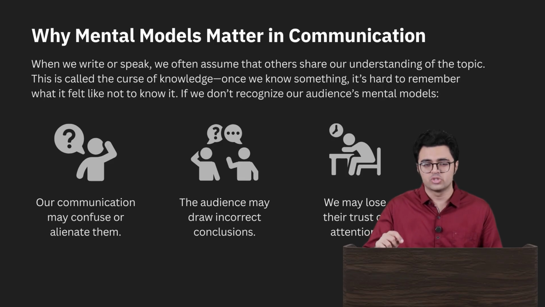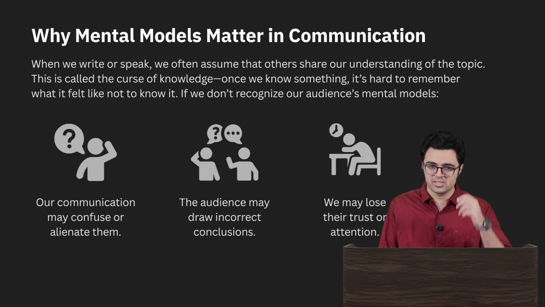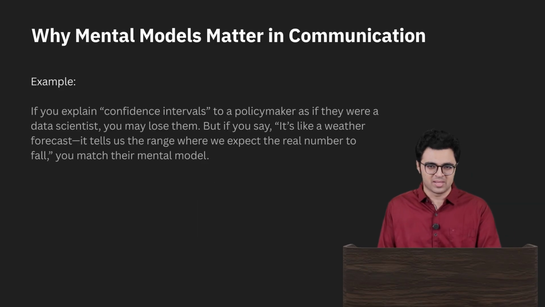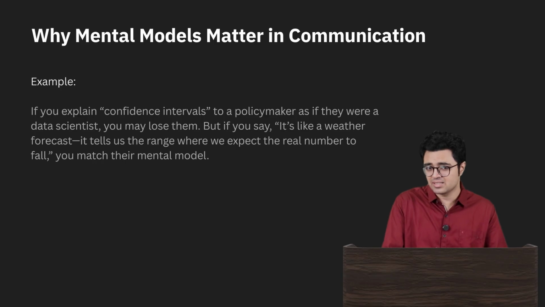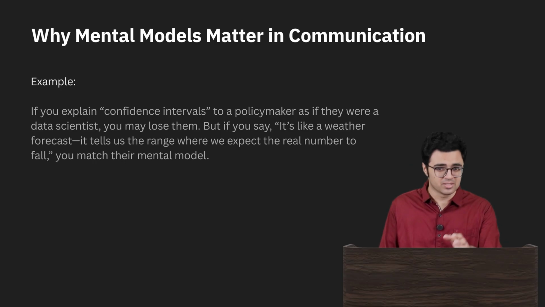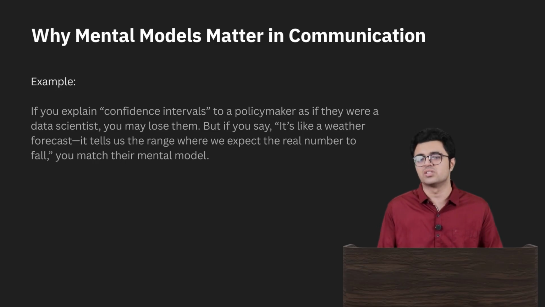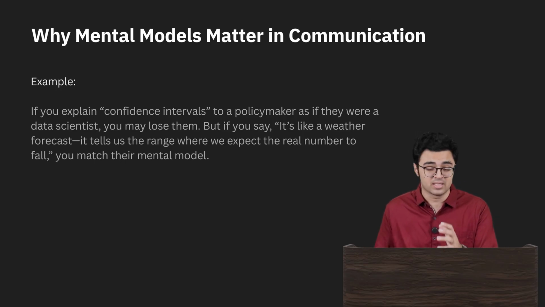Doing all of this ensures the reader centricity of your writing. And that is why being sensitive towards your audience's mental models is extremely important. For example, if you explain confidence intervals to a policymaker as if they were a data scientist, you may lose them. Because, like we have studied in the previous few lectures, a data scientist uses a different kind of language as compared to a policymaker. But if you say that it is like a weather forecast, it tells us the range where we expect the real number to fall. In this case, you have matched their mental model because they are more likely to receive information when you compare that with something within the existing world that they understand.